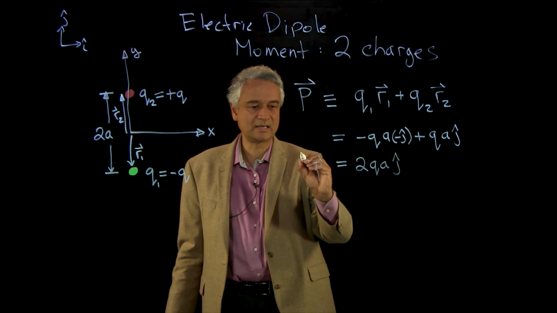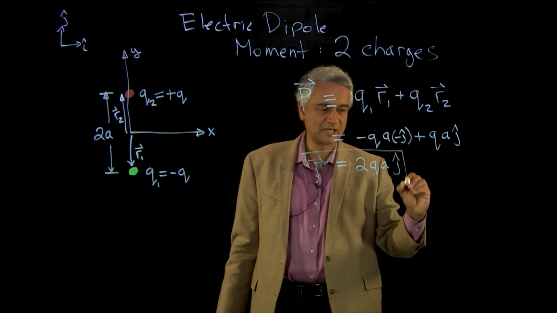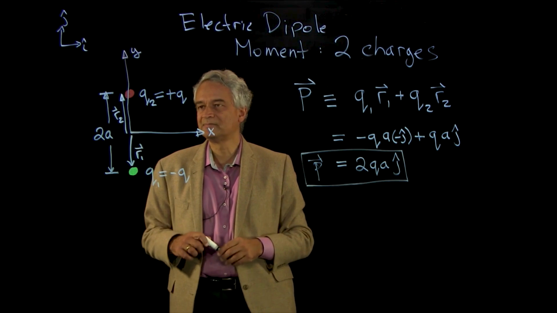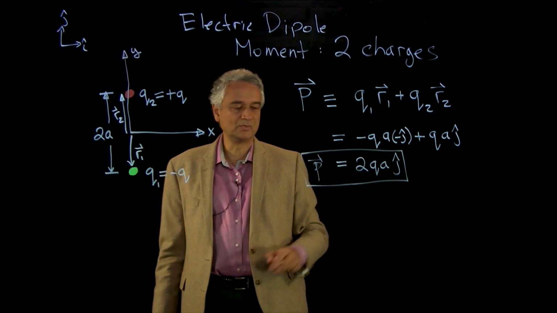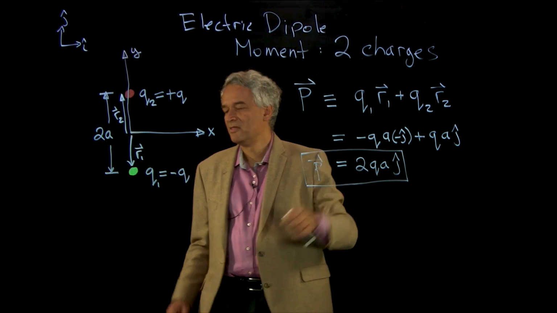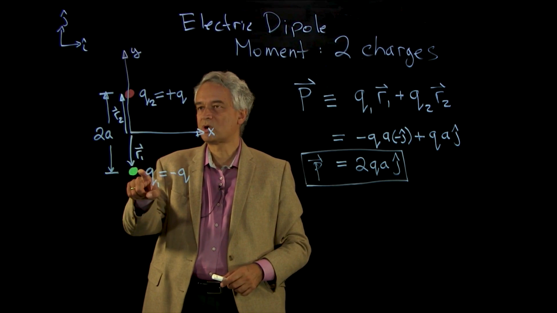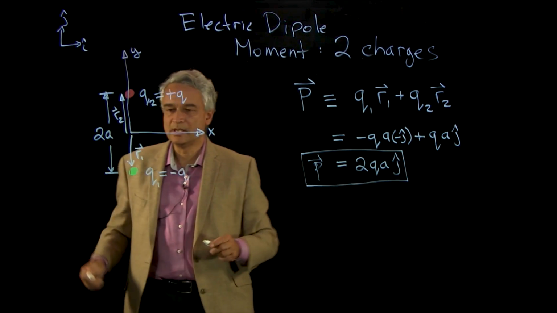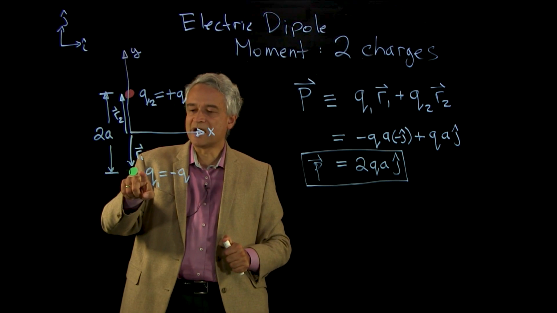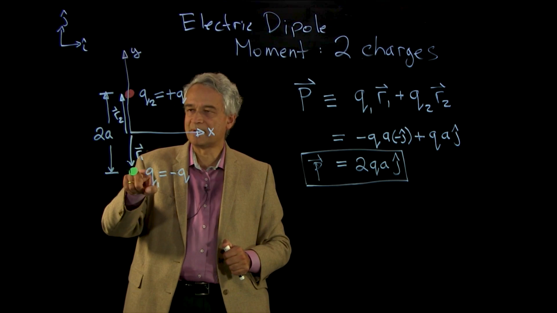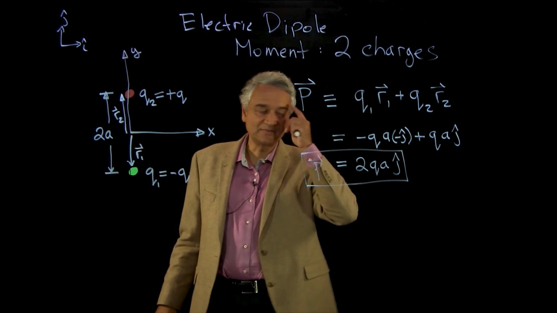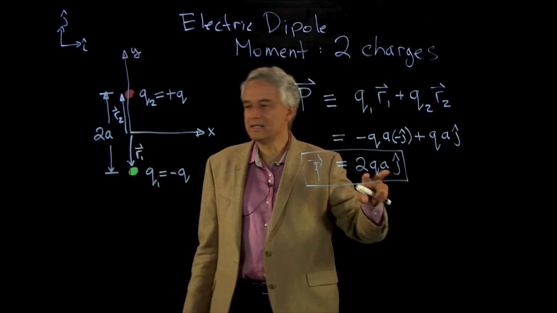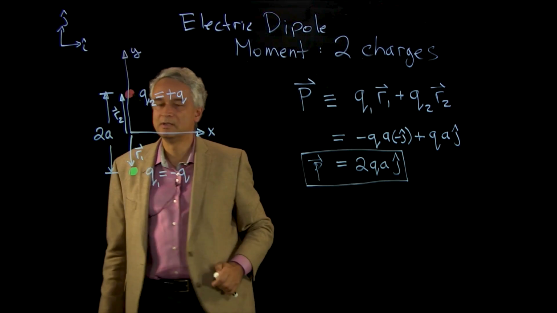And this is, in fact, our result for the electric dipole moment of this very simple configuration of two charges, one positive and one negative. And what do we see in the result? Well, we see a vector that points from the negative charge towards the positive charge. It's pointing in the j hat direction. That's this direction here. So the dipole moment vector always points from the minus charge to the plus charge. And what is the length of this vector? Well, it's Q, the magnitude of the charges at the two ends, times 2a, the separation between the two charges.